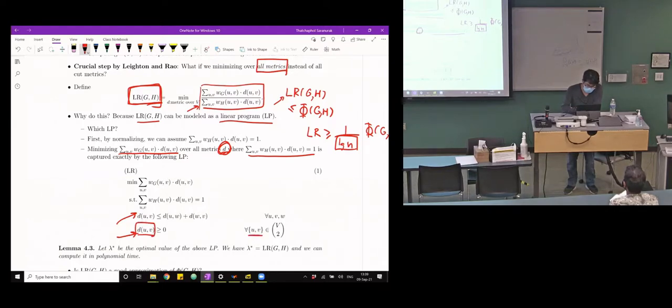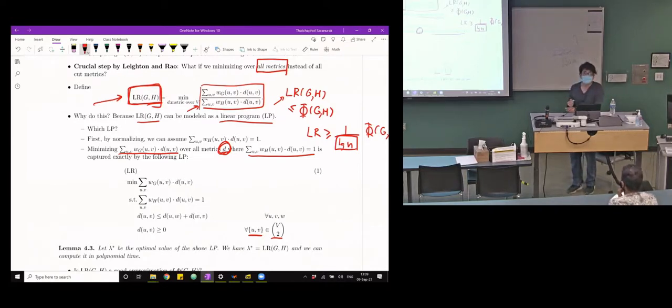this thing, we define it only for unordered pairs, right? So that I don't need to write the symmetric constraint explicitly. So I only need to write the triangle inequality one. So this is just an LP. Now we have an LP. So we can solve this LP and get this number LRGH.